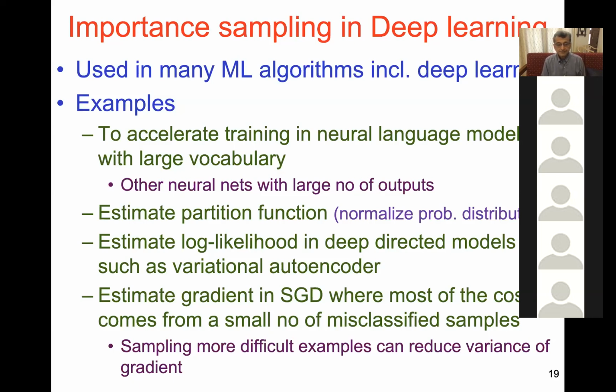Importance sampling is used to estimate partition function, we just saw that issue. Estimate partition function Z, it is just a summation for a normalized probability distributions to normalize them, right? That's why we need the partition function. Without partition function, it's an unnormalized distribution. Or estimate log likelihood in deep directed models such as variational autoencoder. VAE is a very important method of generating samples, just like GAN, and we need to estimate log likelihood in these models. And finally, to estimate gradient in stochastic gradient descent, where most of the cost comes from a small number of misclassified samples.